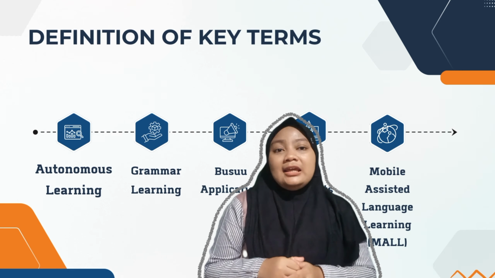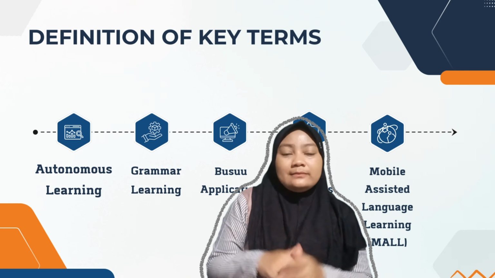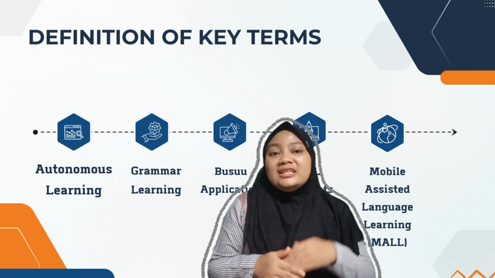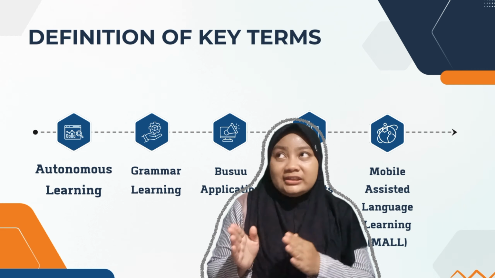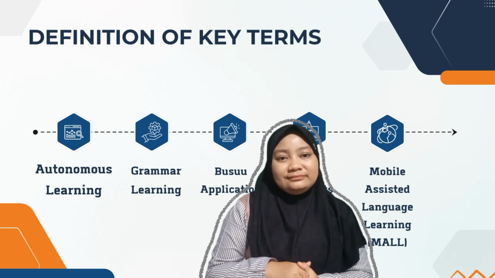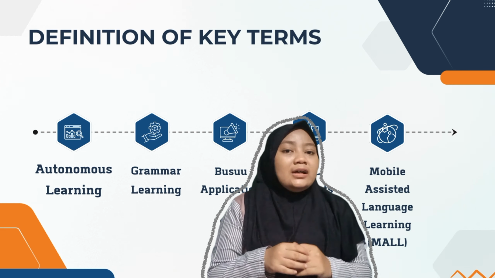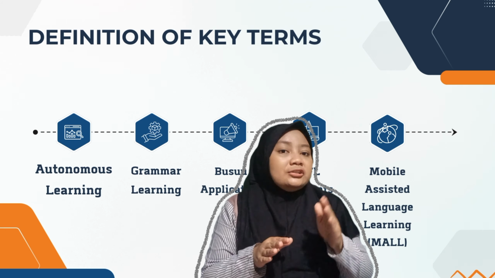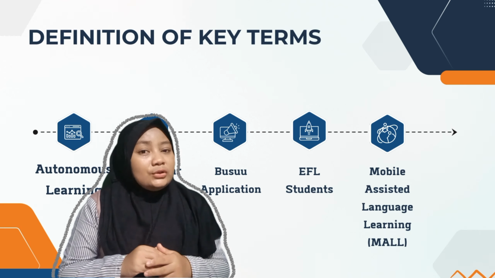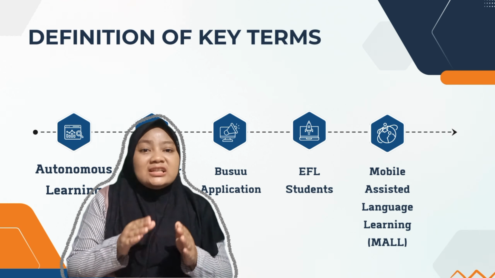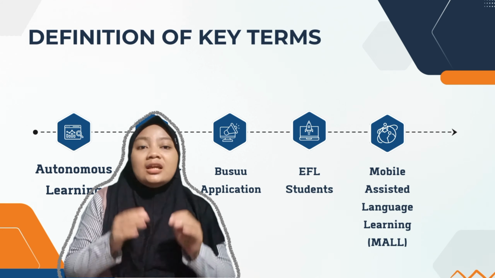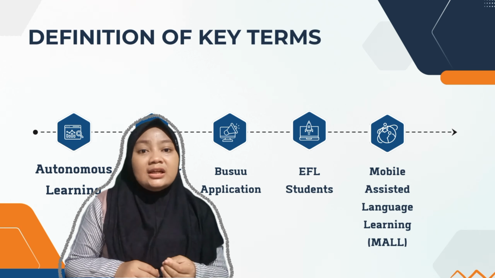Alright, the last part in the introduction is definitions of key terms. First is autonomous learning. Refers to a learning process where students take initiative and responsibility for their own learning, allowing for greater independence and autonomy. Grammar learning. The process of acquiring the rules and structures of language, which is essential for effective communication. Next is the Busuu application, a digital language learning platform that provides structured lessons and interactive exercises to help users improve their language skills.